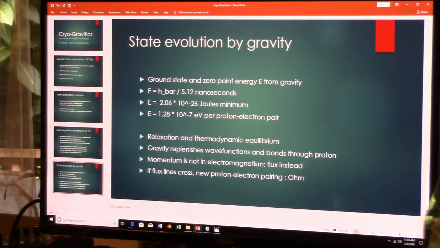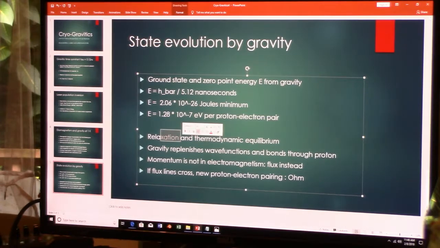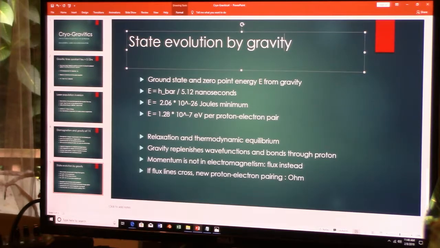Now, these gravitic phenomena are what used to be called relaxation and thermodynamic equilibrium being reestablished, because gravity is replenishing the wave functions and bonds that pass through the proton. Momentum is not in electromagnetism. Flux is used in electromagnetism. Momentum is only for inertia and gravity and those 4 dimensions.